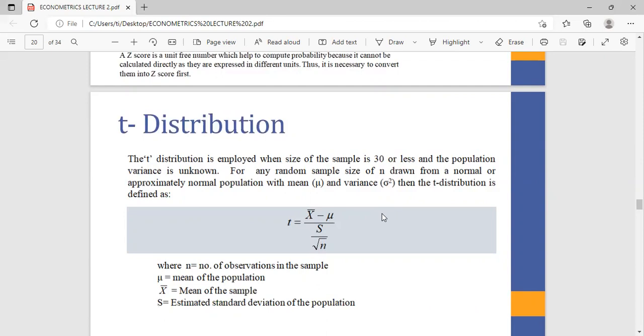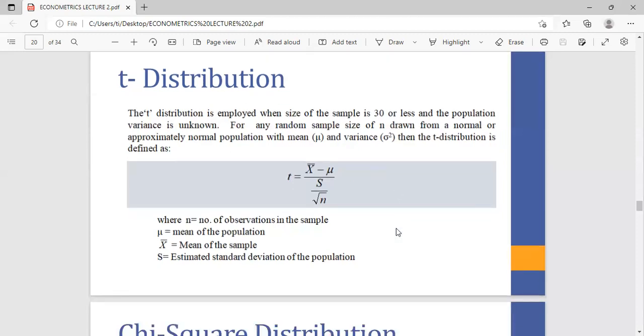In fact, most software by default provides t statistics. Even in Excel, they provide t values on the assumption that the population variance is unknown. Under this assumption, all estimates are provided using the t distribution. For any random sample of size n drawn from a normal or approximately normal population with mean and variance, the t distribution is given by this particular formula, where n is the number of observations in the sample, mu is the mean of the population, x is the sample mean, and s is the standard deviation.